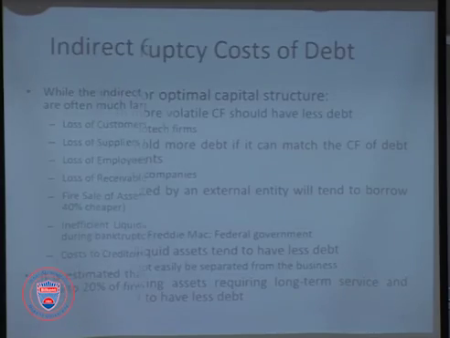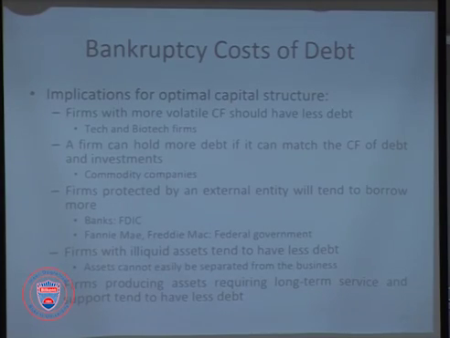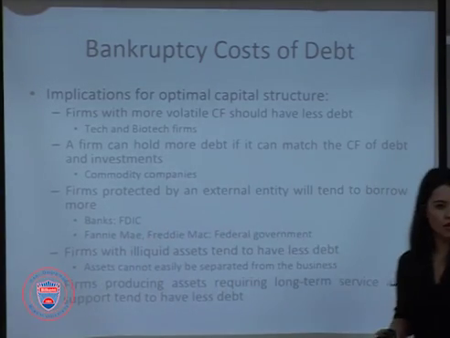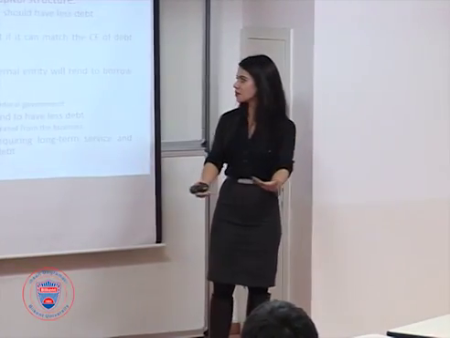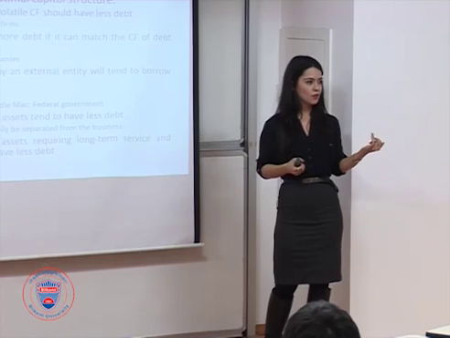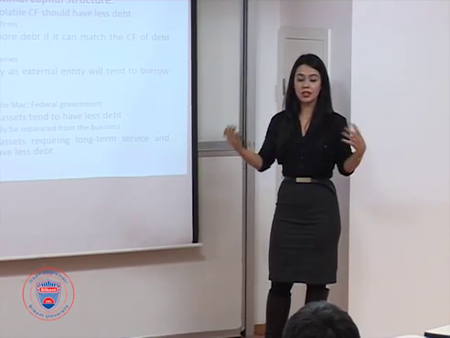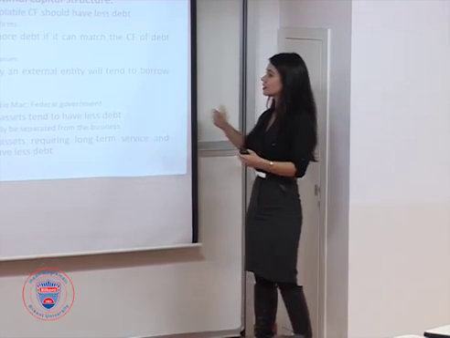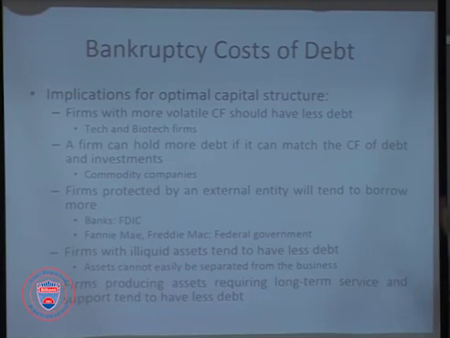Okay. What are the implications of those bankruptcy costs for optimal capital structure? So some kinds of companies should have more and some kinds of companies should have less debt. If a company has lots of volatile cash flows, then those companies should have less debt because they have more bankruptcy probability. Like technology and biotech firms, they have very volatile cash flows, so they should have less debt. And we're going to see whether this is really the case in the real world in the second part of the class. A firm can have more debt if its cash flow is enough to match the debt.